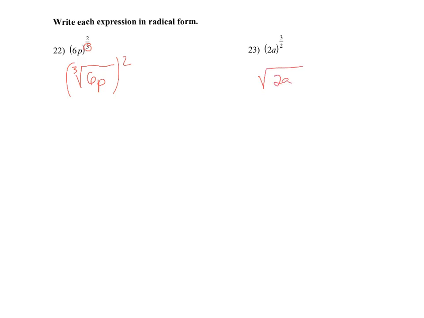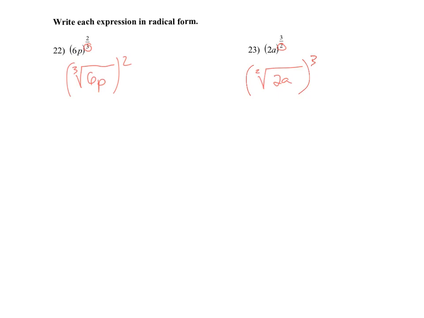2a is going to stay under the radical. The denominator of our fractional exponent becomes the index, which is 2, so it's a square root. And the numerator becomes the power, all of this raised to the power.